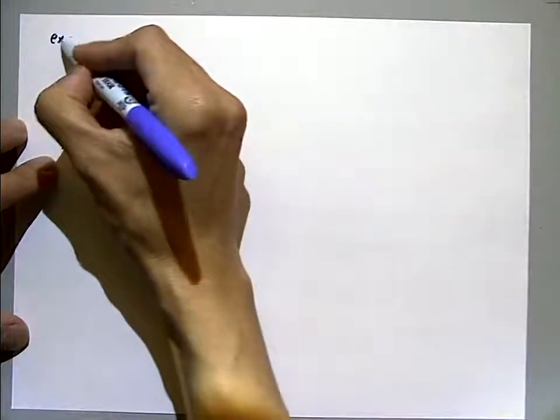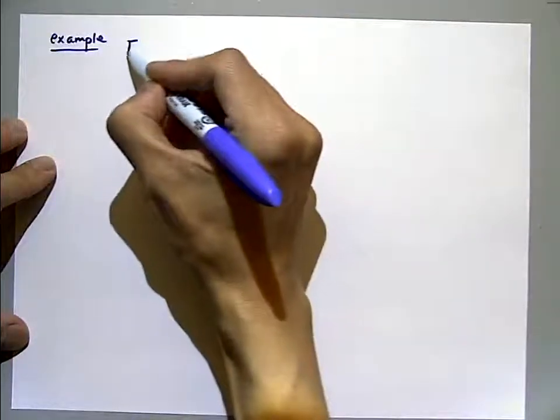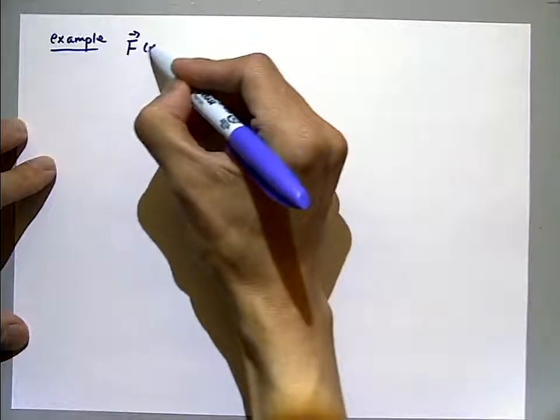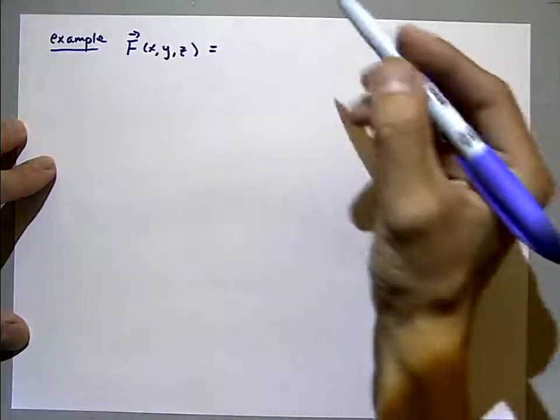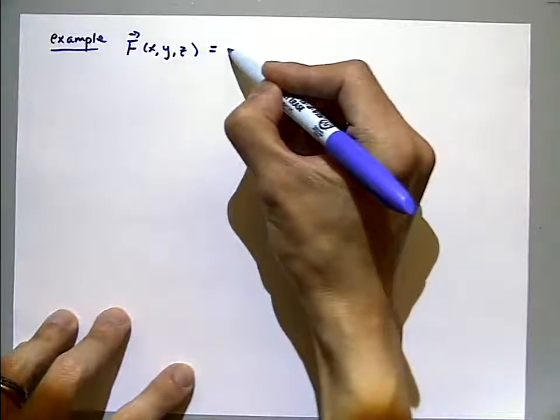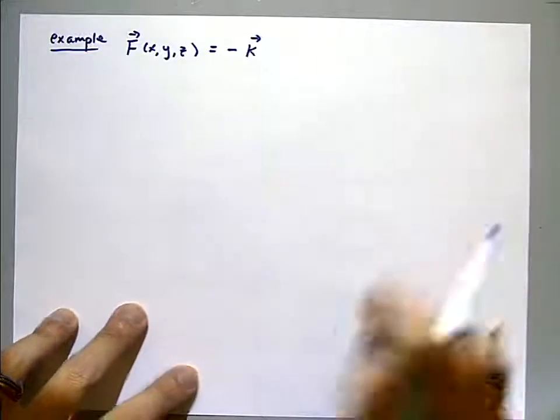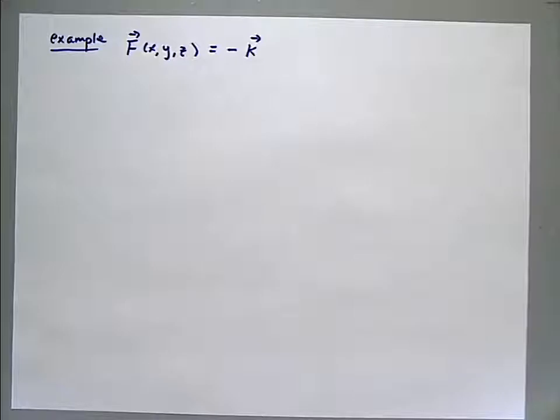Let's take a look at another example, this time in 3 dimensions, 3-dimensional space. F of x, y, z is equal to, let's make this negative k. We'll make it very simple.